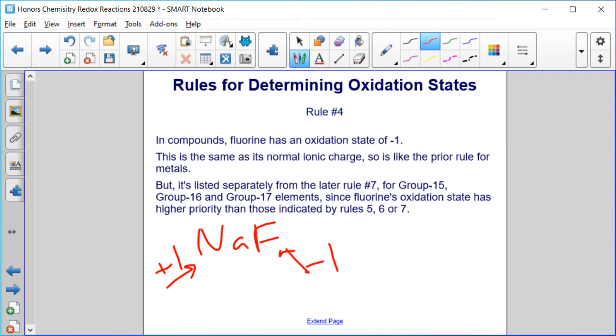is neutral or 0. Fluorine is listed separately from a later rule that we're going to see, rule number 7, for group 15, 16, and 17 elements, because fluorine's oxidation state has a higher priority than those indicated by the other rules. So fluorine is always going to have an oxidation state of -1.